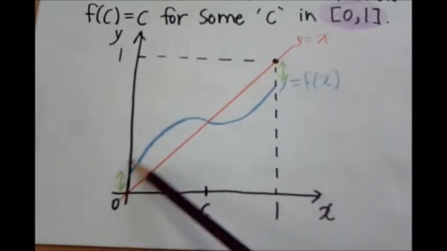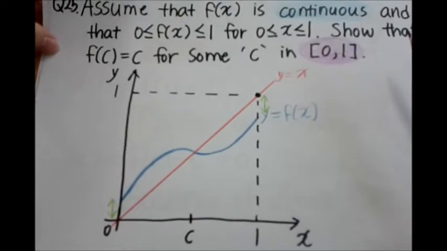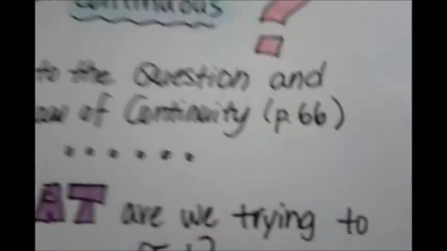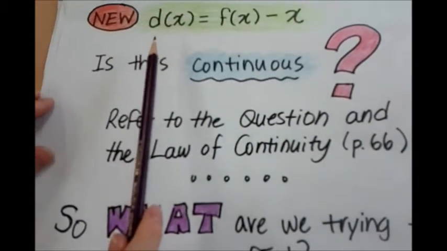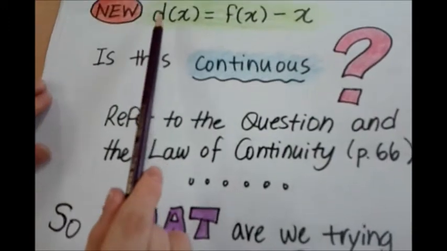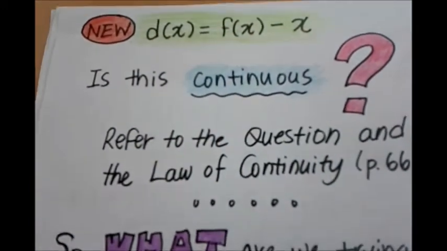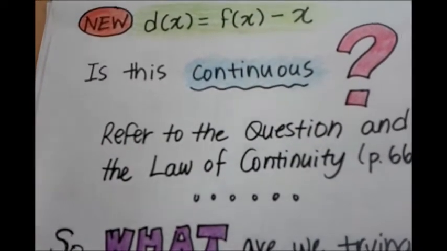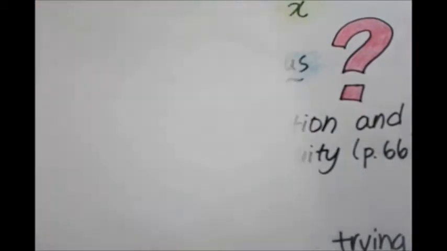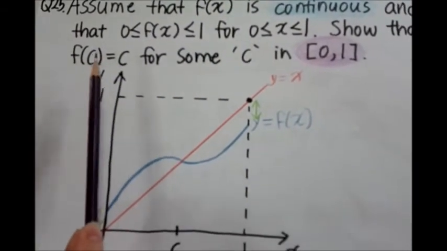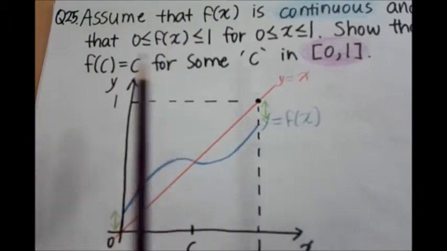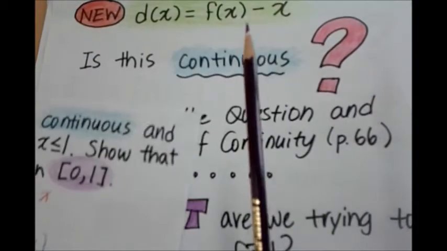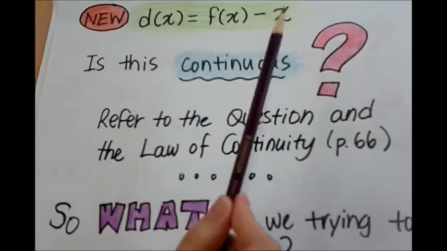So we have this graph of f of x. Now, what we have to do first is to define a new function. So, the question is, is d of x, which is equal to f of x minus x, continuous? Well, first of all, I think we should look back at why d of x is this way. The question itself states that f of c is equal to c for some special value c. Now, what we've done is that we've moved the c from the right side of the equation to the left side, coming up with this new function, d of x equals f of x minus x.